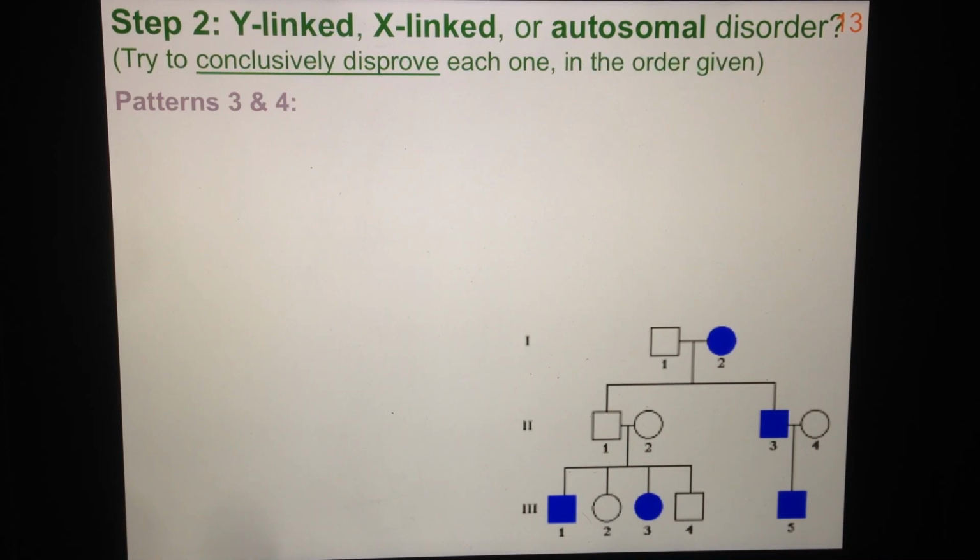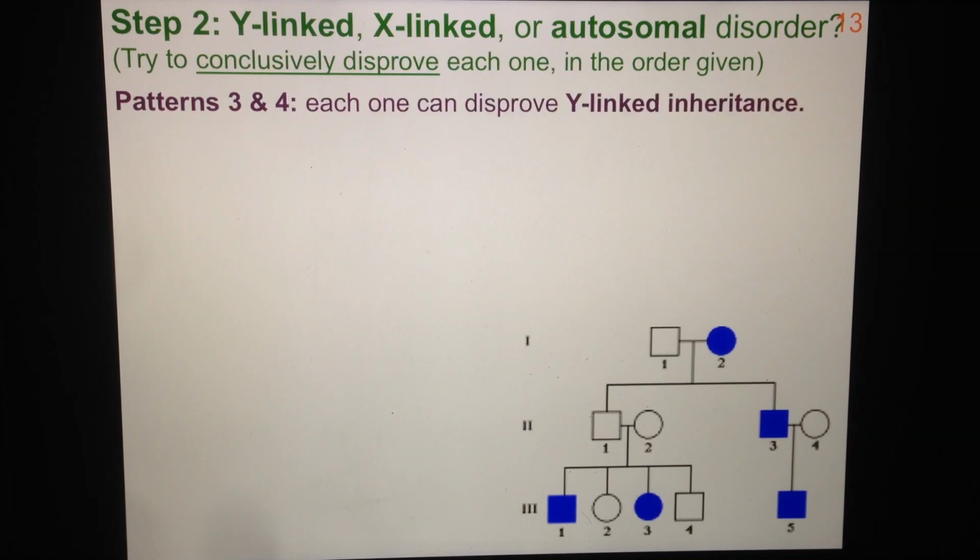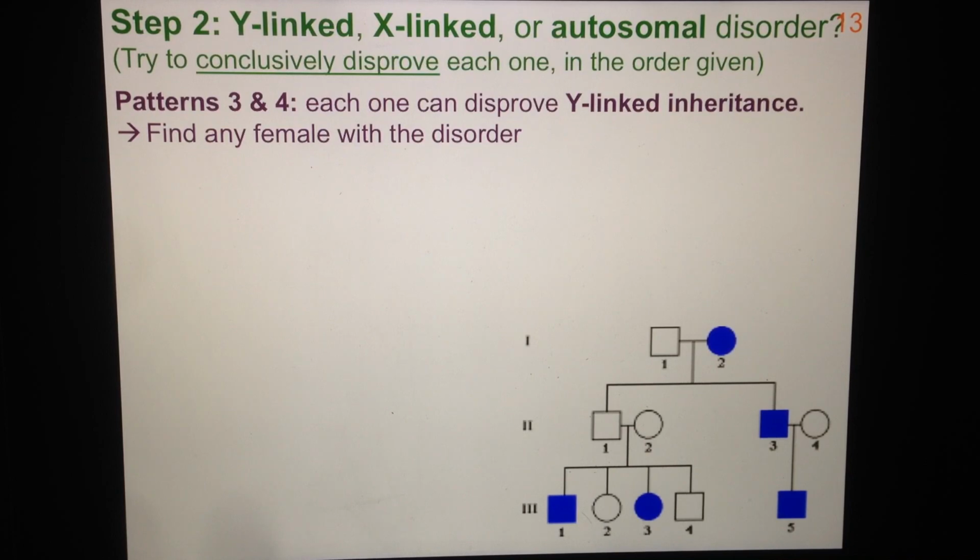So Y-linked first. Patterns 3 and 4, which I'll give to you in this one slide, are going to help you disprove Y-linked inheritance. So let's start with pattern 3. For pattern 3, if you can find any female who has the disorder, then you've disproven Y-linked. For example, person number 2 over there is female because she's a circle, and she has the disorder because she's shaded in. Therefore, we've found pattern 3: not Y-linked.